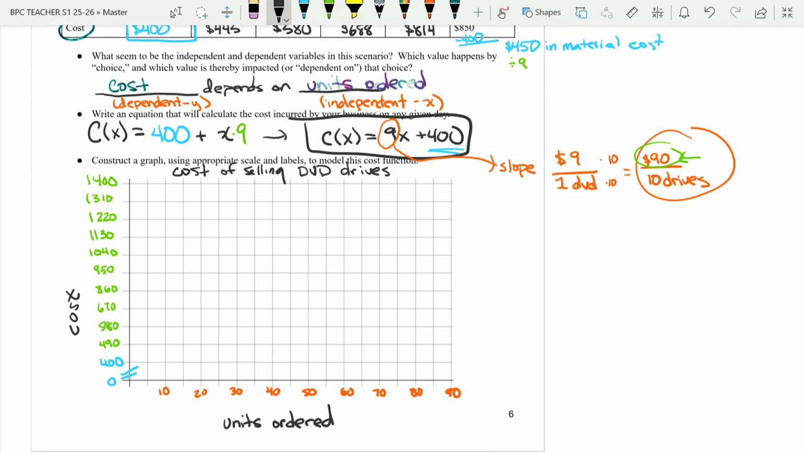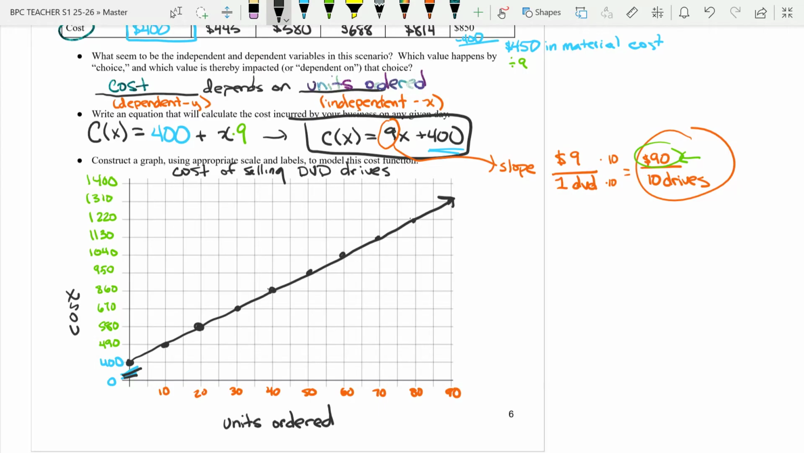Now what this does is tell me at 0 drives it costs $400. At 10 drives it costs 490. At 20 drives it costs 480. By choosing to make this scale this way, it makes it so that everything lines up perfectly on the dots and you don't have to guesstimate and count by 50s and figure out where 580 is. And the thing that makes it allowed is that double line. Don't forget the arrow at the end.